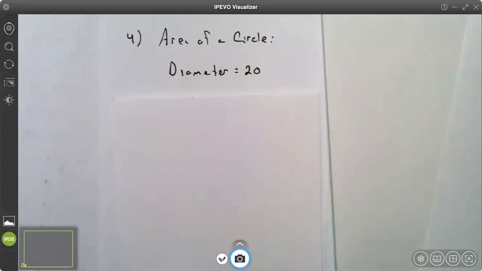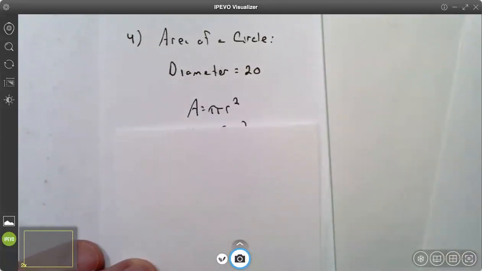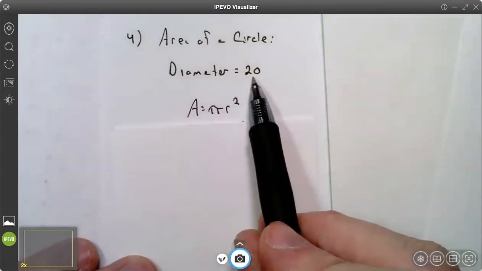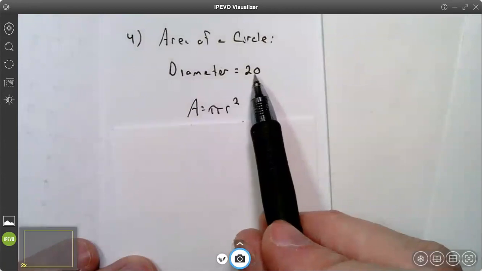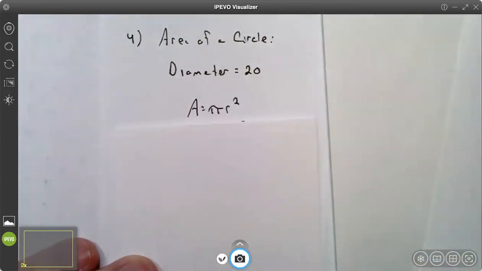Number four, find the area of a circle if the diameter is 20. Formula for area of a circle is pi r squared. R stands for radius. I'm given the diameter, which is all the way across the circle. So I need to cut that diameter in half to get the radius halfway across the circle. Half of 20 is 10.